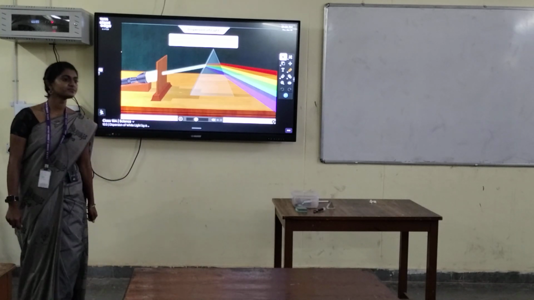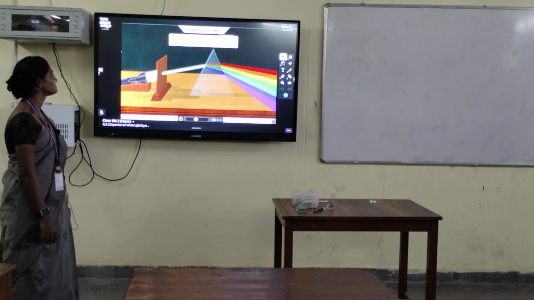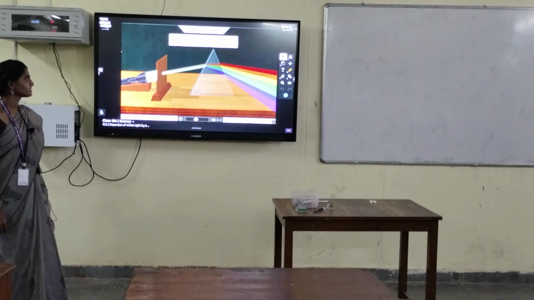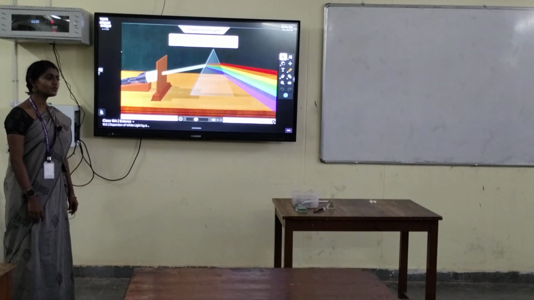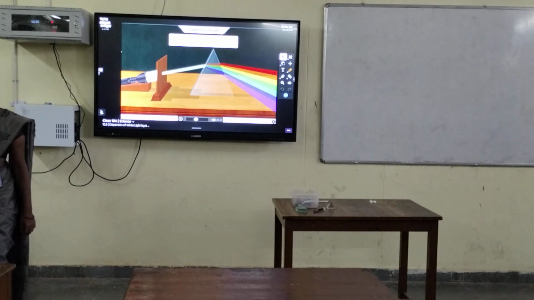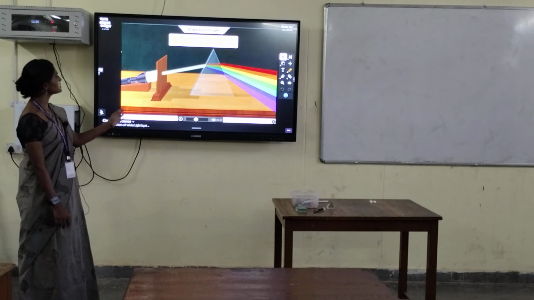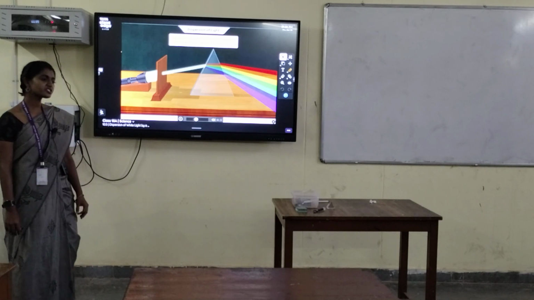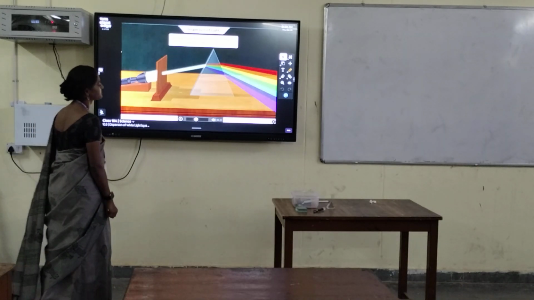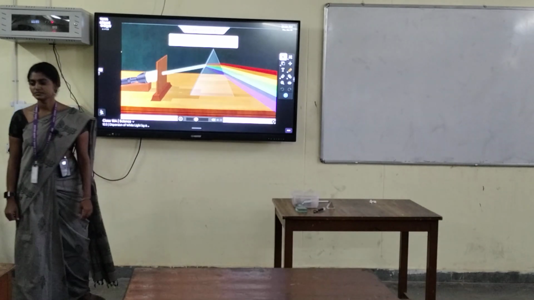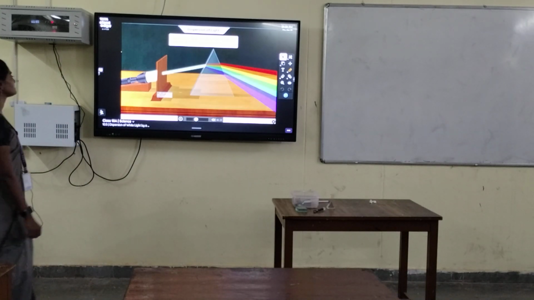What is dispersion? We will say it together. Separation of a beam of light into its constituent colors is known as dispersion of light. So you can note it down in your classwork now. What is dispersion of light? Separation of a beam of light into its constituent colors is known as dispersion of light. Written?